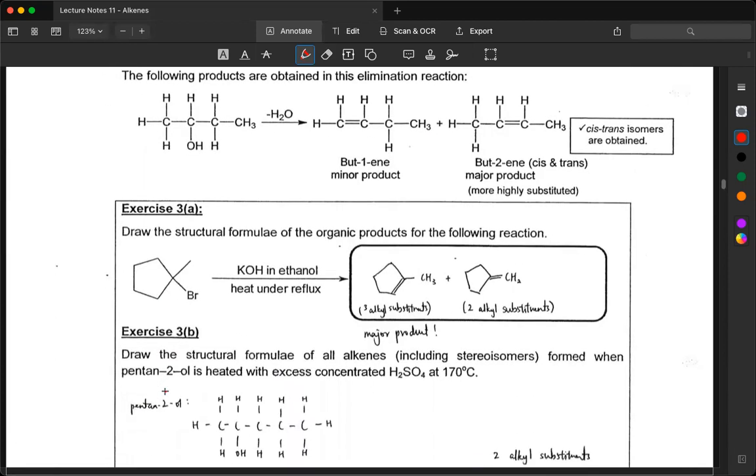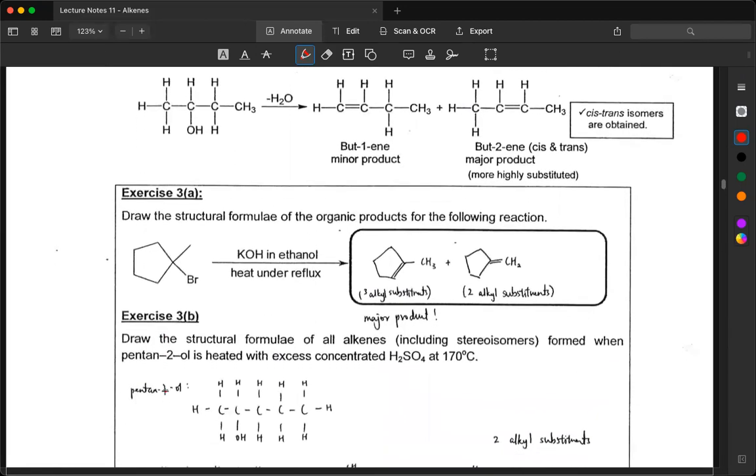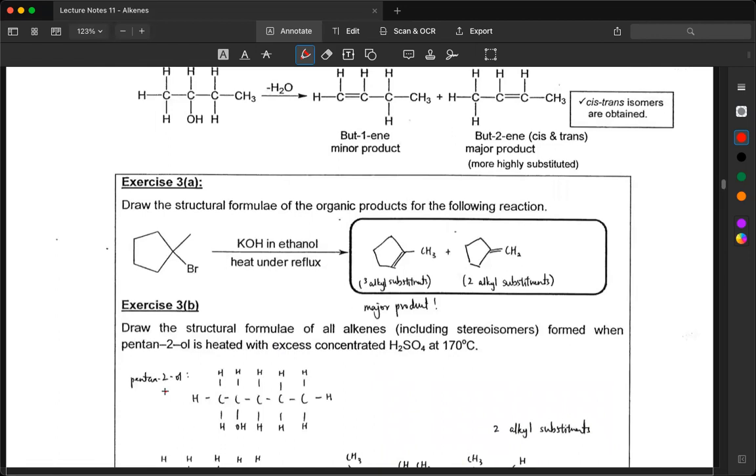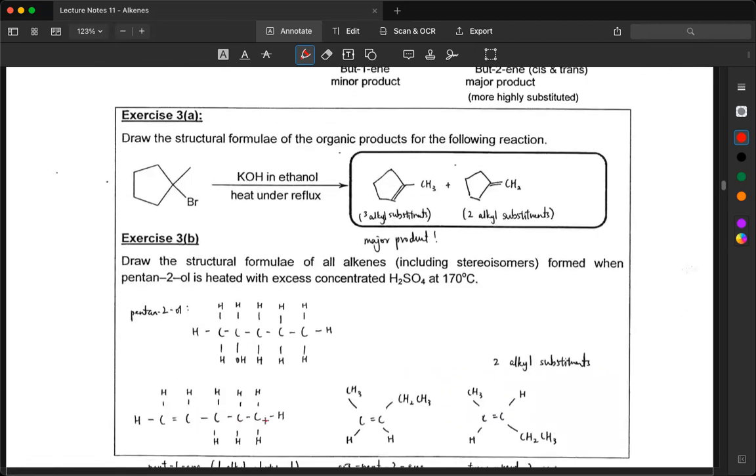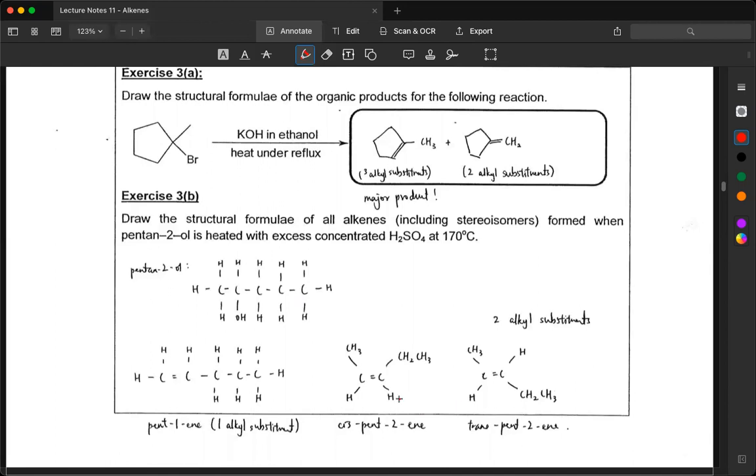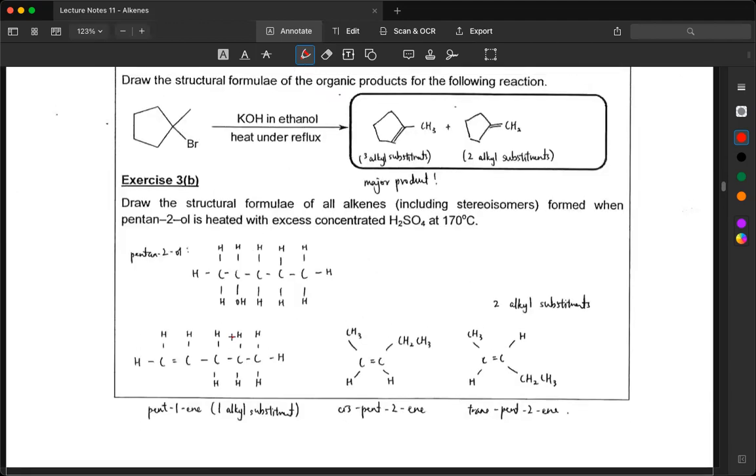Now, how about this? What are the structural formulae of all alkenes formed when pentan-2-ol is heated with excess concentrated sulfuric acid? So this is pentan-2-ol, and these are the possible products formed, including the stereoisomers. So you need to indicate both the cis and trans isomers as well. Don't forget that. So you could have pent-1-ene or pent-2-ene. Because they say all, both major and minor have to be included. I think these two will be the major ones because you have more substituents.